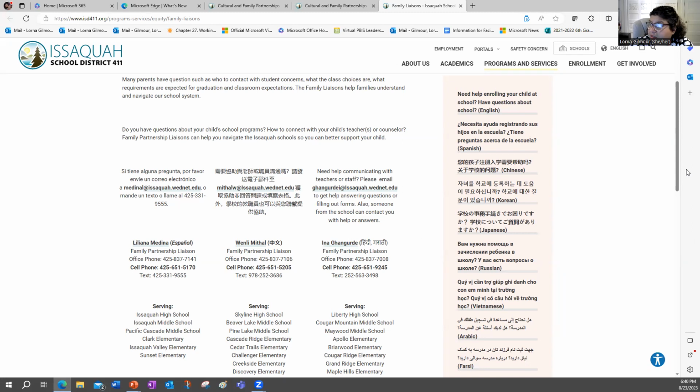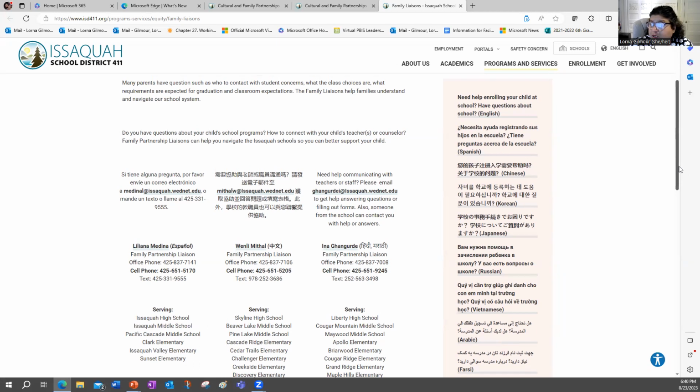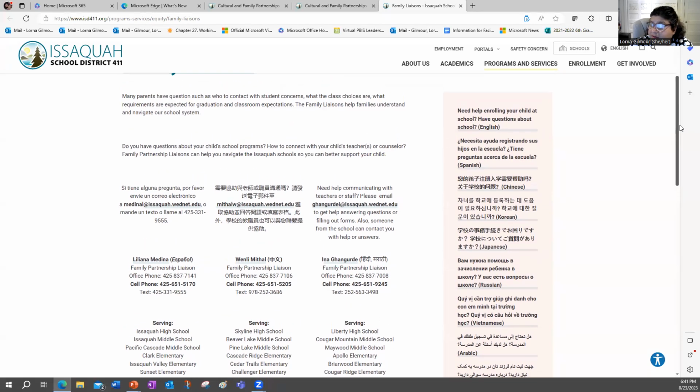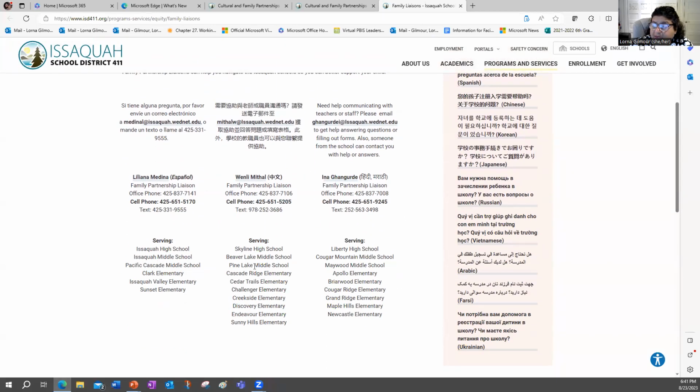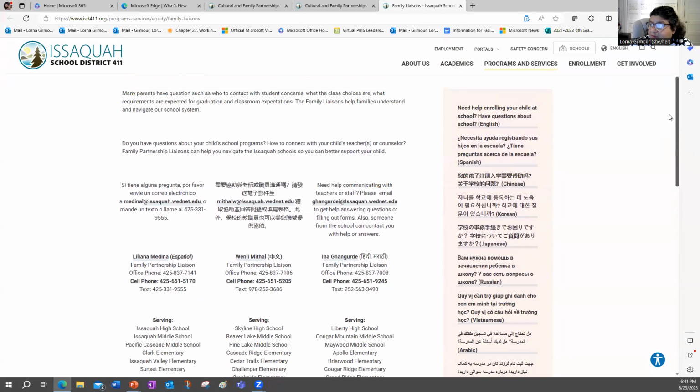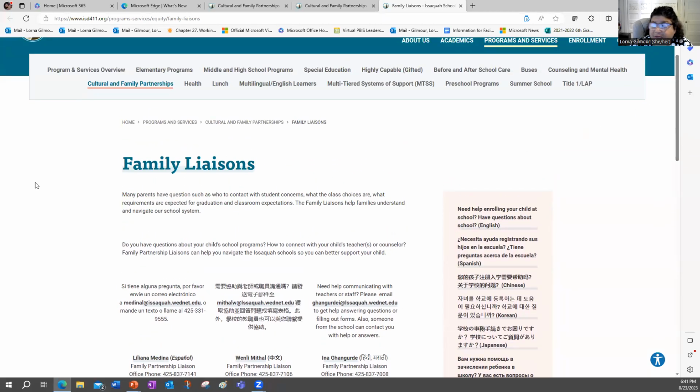So here are the liaison names. For those of you who are going to be in Cougar Mountain, Pacific Cascade, and Maywood, your family liaison is Ina. Liliana is doing the Spanish presentation right now, and she supports all families at Issaquah Middle. And Wendy supports all families at Beaver Lake and Pine Lake, and her contact information is there. Liaisons have a cell phone because they travel to many different schools. They work half a day at different schools, so they have a cell phone so they can be contacted and messages can be left.